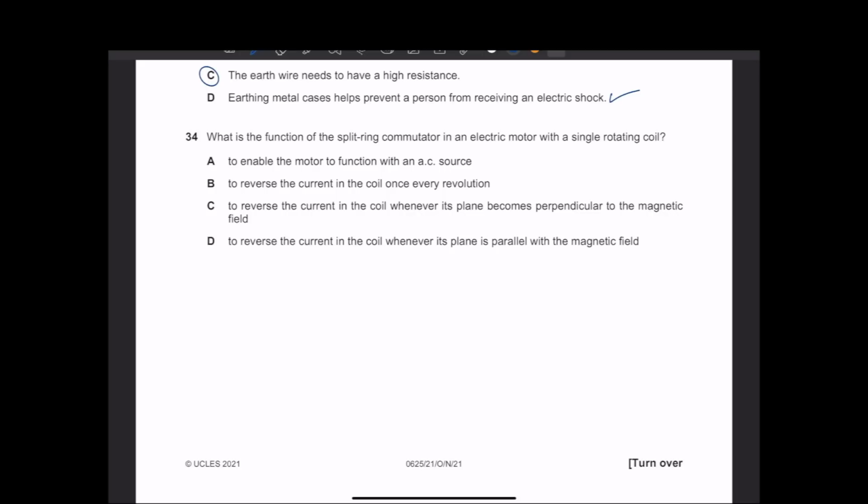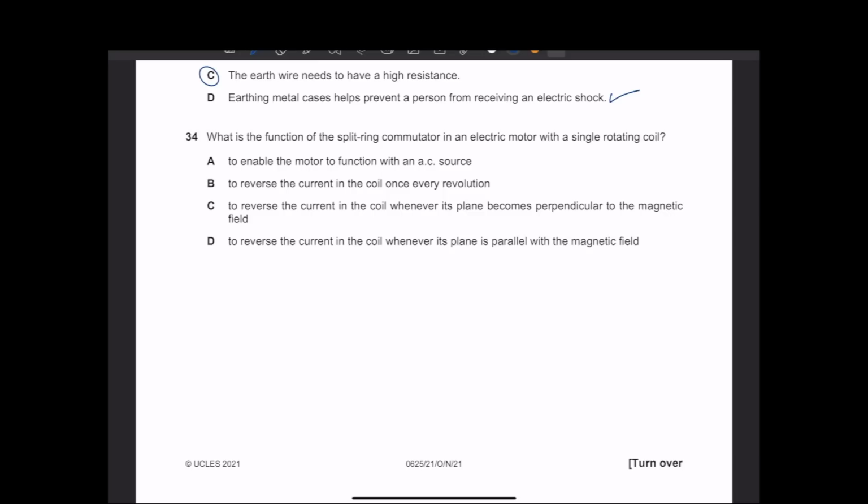Let's continue the rest of the question. B, to reverse the current in the coil once every revolution. This is also to reverse the current. C, to reverse the current in the coil whenever the plane becomes perpendicular to the magnetic field. Yes, if it was perpendicular to the magnetic field, we need to reverse the current to reverse the direction of the force acting on the coil. Once you do so, the force, instead of taking the coil up, will take the coil down, and so on to keep the motor rotating.